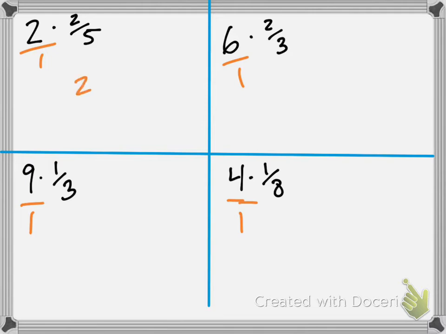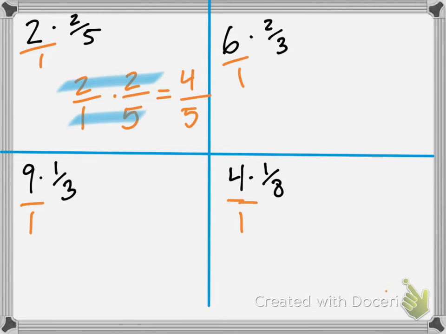So now what I have is 2 over 1 times 2 over 5. I simply cross multiply. Ella, what is 2 times 2? 4. What is 1 times 5? 5. Perfect. 4 over 5. That's it. Congratulations, Ella. You just solved that problem.